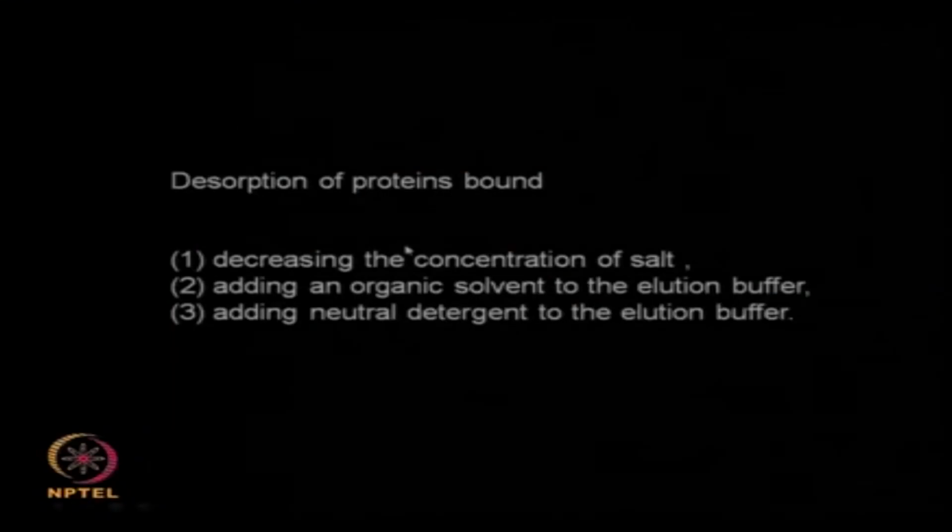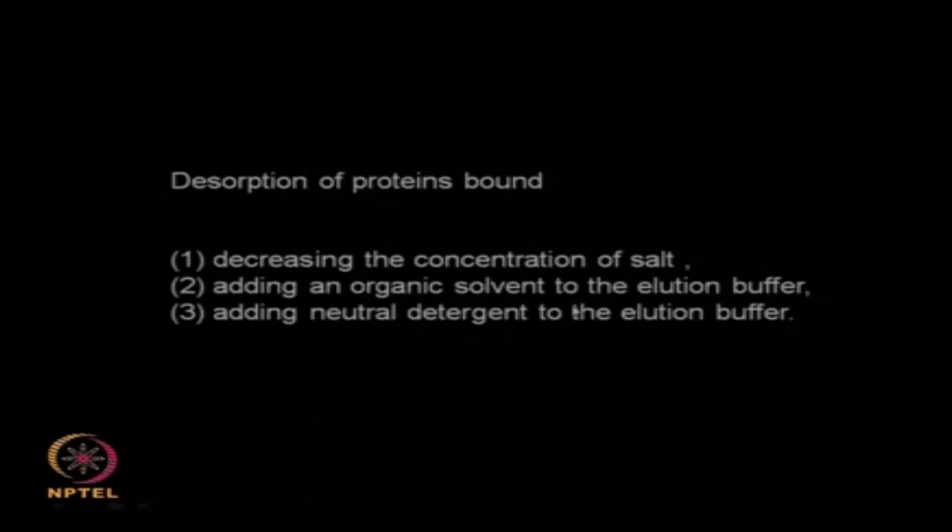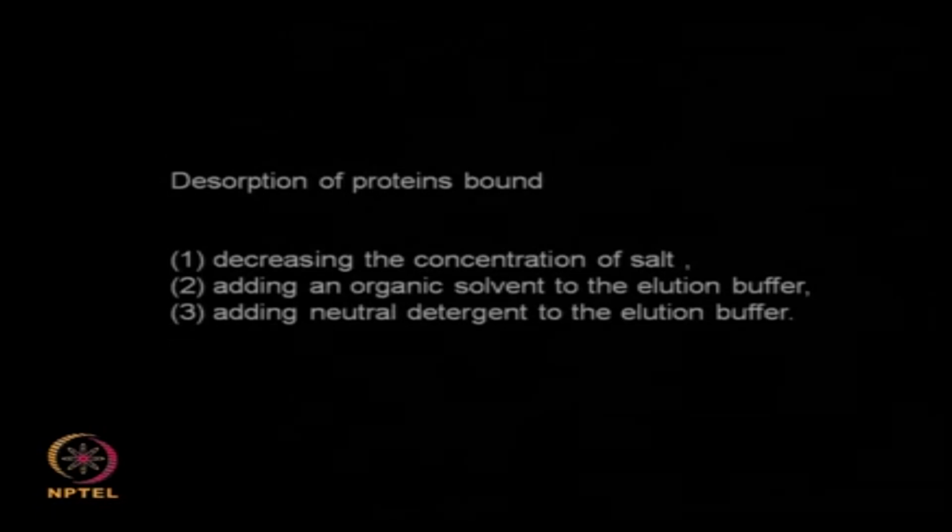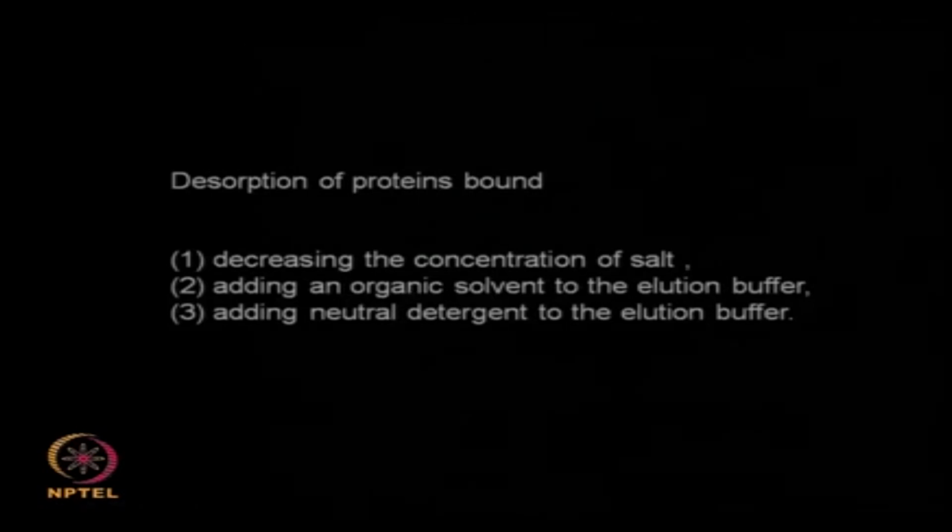We can add an organic solvent. So what are we doing? We are changing the dielectric constant of the elution buffer. So we can add an organic solvent, we are changing the dielectric constant, so the protein that is bound will get unbound. We can also add a neutral detergent, that means detergent is nothing but surfactant. So by doing this we are trying to solubilize the protein that is bound to the surface. So these are some techniques by which we can recover the protein that is bound to the immobilized surface when we perform hydrophobic interaction chromatography. So at the same time you are regenerating your column for further studies, okay.